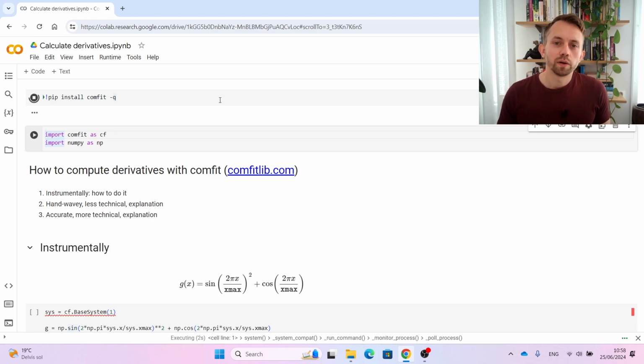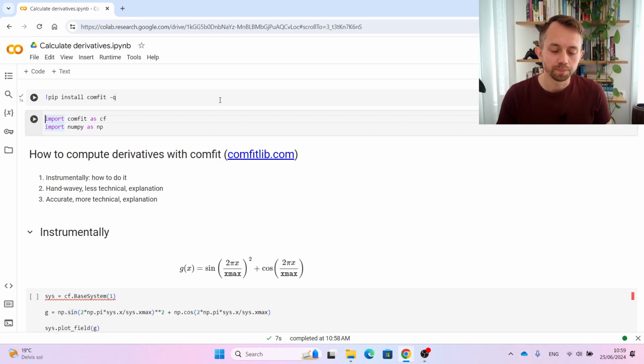So in this video, I'm going to show how to calculate derivatives using spectral methods through the ComFiT library, and I'm going to do it in three ways. First, instrumentally show you how to do it technically, then I'm going to give a hand-wavy, less technical explanation for how it works, and then finally, I'm going to go into more of the details behind a discrete Fourier transform and see why it works.